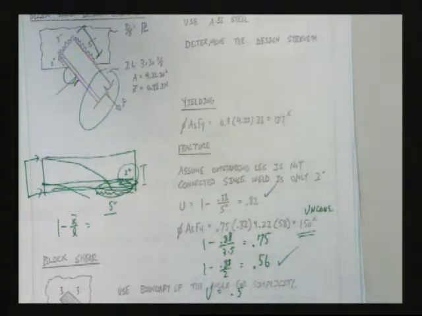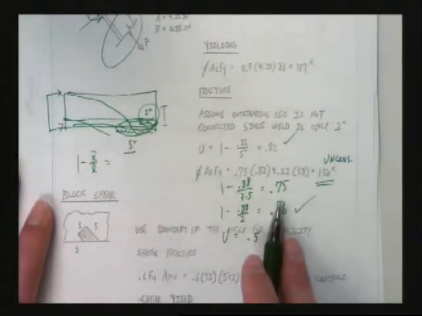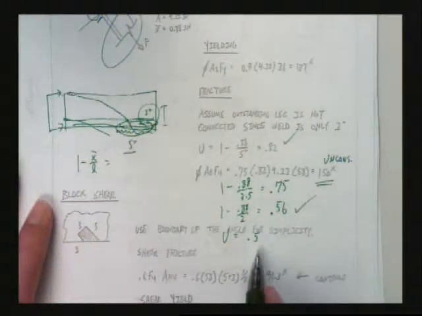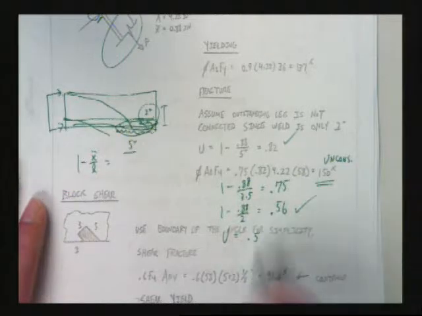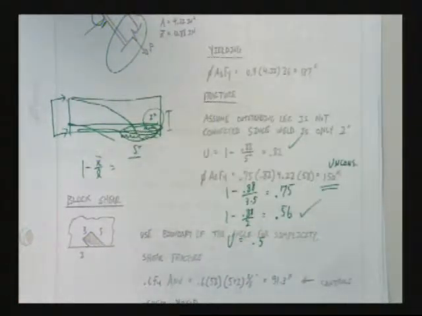So what number should I use? Should I use possibly 0.75? Should I use 0.56? Or should I use 0.5? Come on, somebody pick one and explain to me why you would use it.